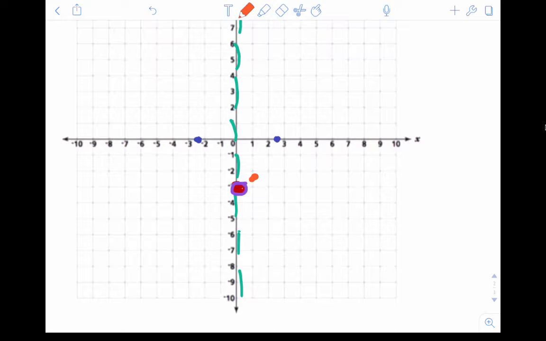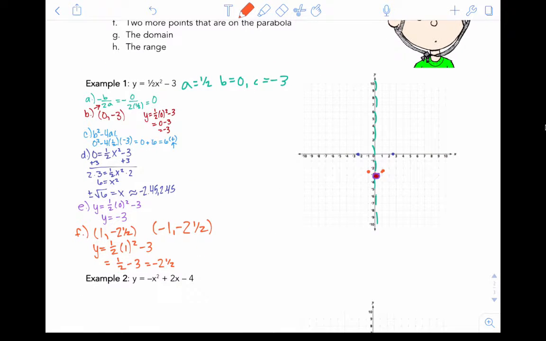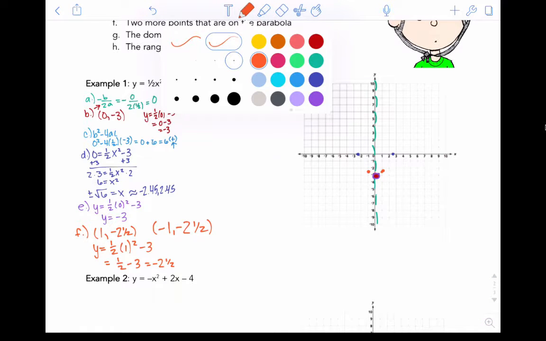And now, since my axis of symmetry is on the y-axis, then I can mirror that point on the other side of the y-axis. If it was off of the axis, I could still mirror the point on the other side of the line of symmetry. So I know that another point is at negative 1 and negative 2.5. Now, if I looked at this and I wasn't quite sure where to graph, because maybe I don't know how my curve goes up here, then I can pick another point and I can graph one more point.